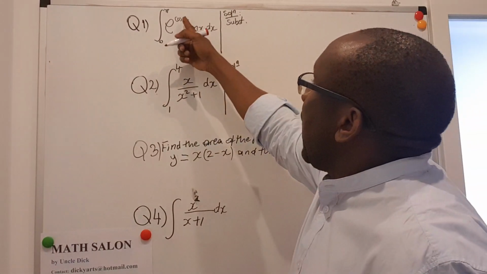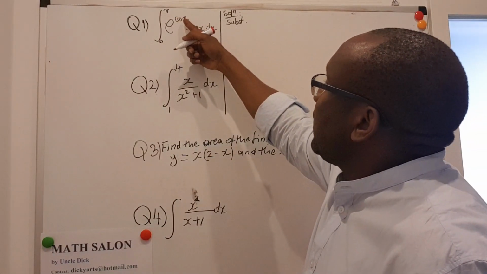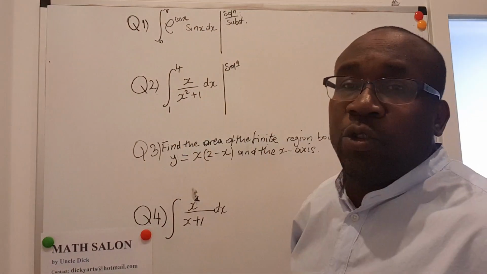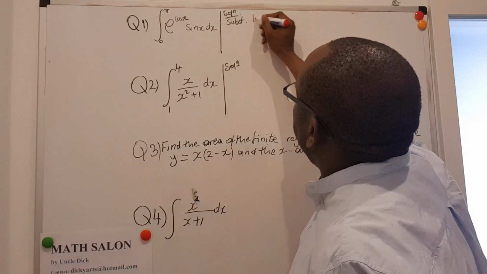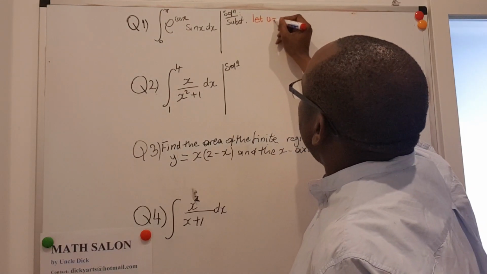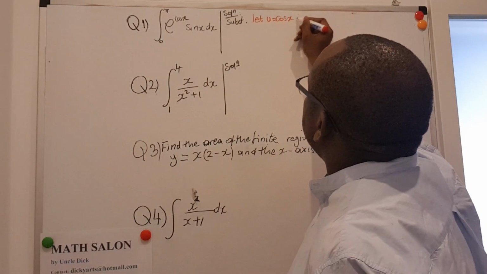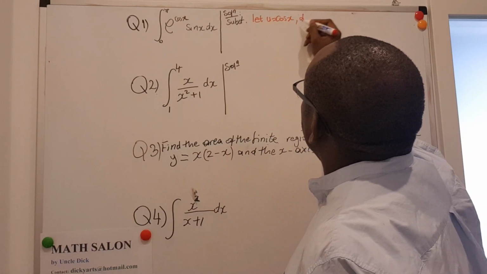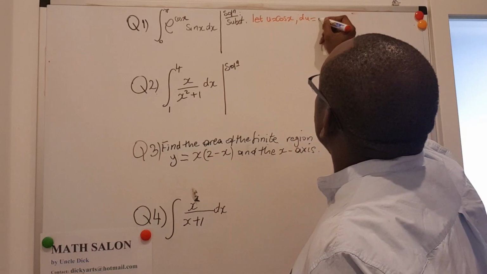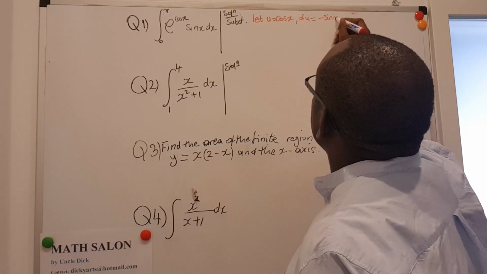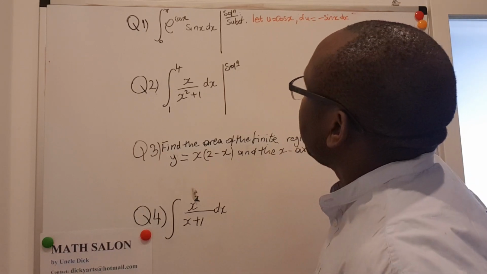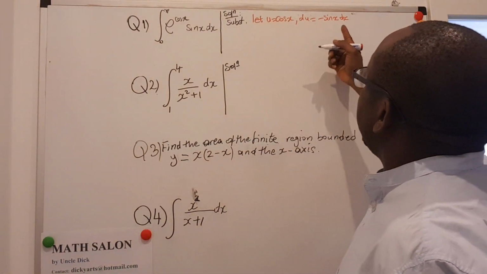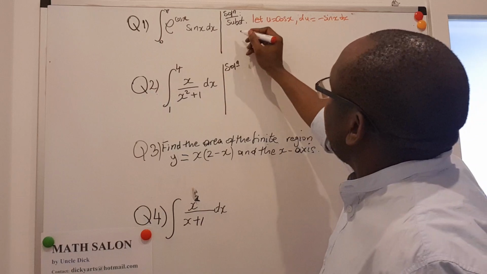For example, I see that if I differentiate the cos of x, I get a minus sine x. So I can use a substitution. Let's say, for example, let u be equal to cos x. That means my du is equal to minus sine x dx. So if that is true, then I can take this function here.